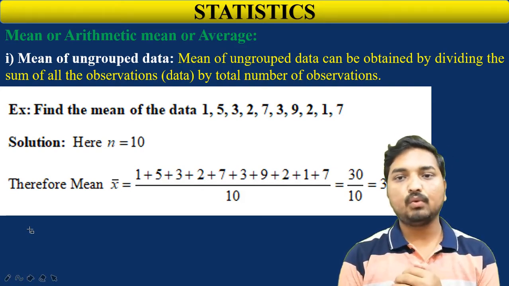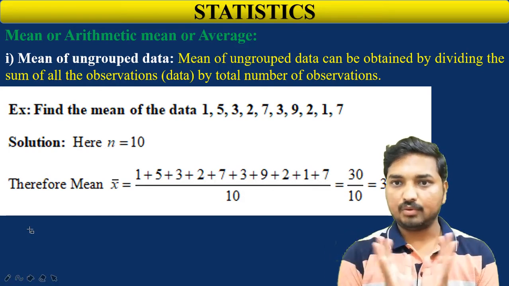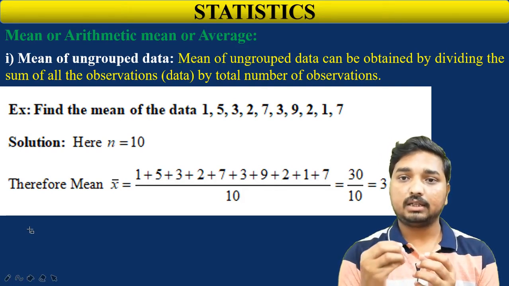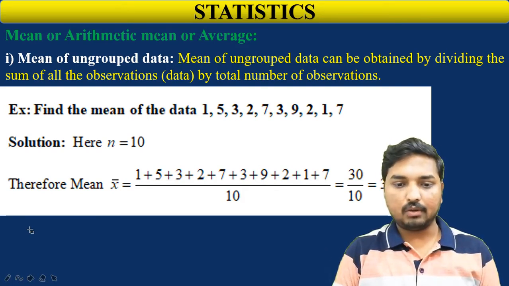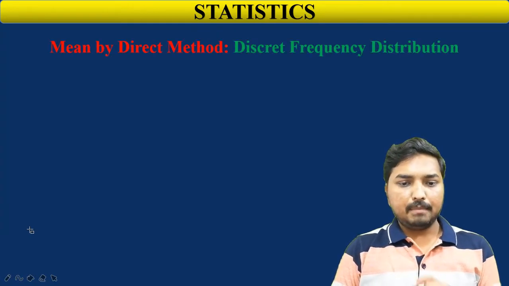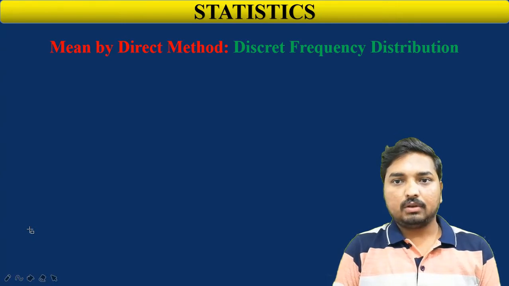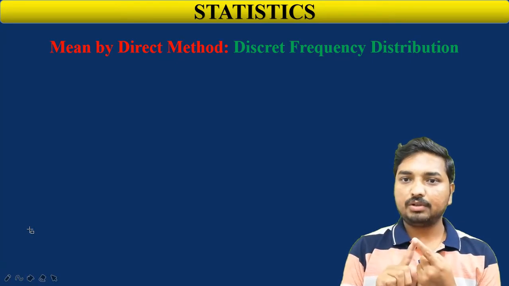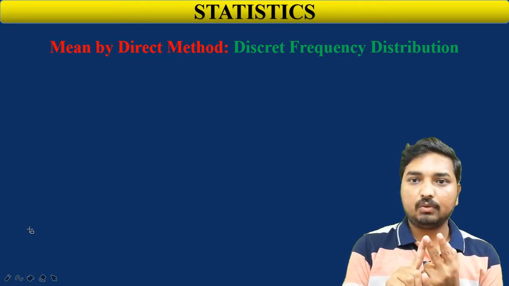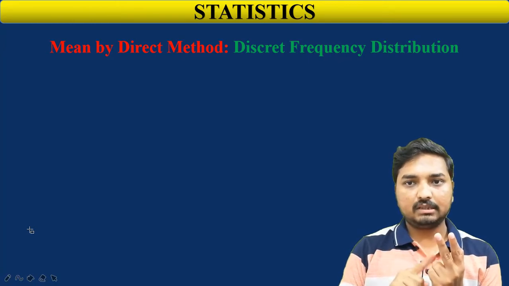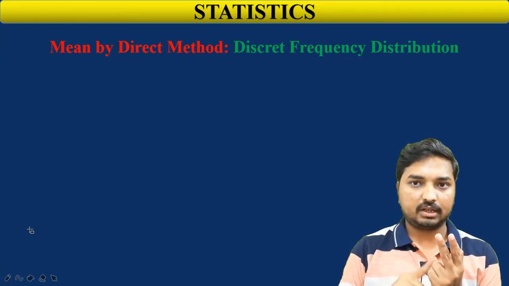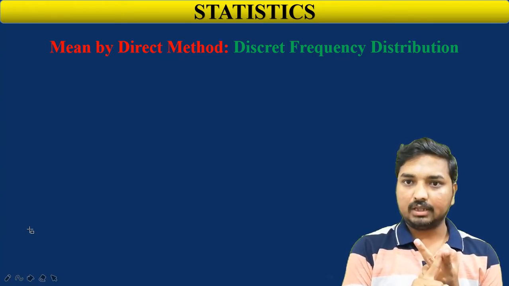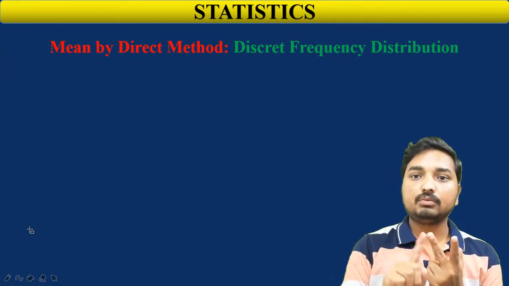Now I will move on to the discrete frequency distribution. How to find the mean for a discrete frequency distribution. Look at the first one, mean by direct method. The mean can be calculated by two methods: one is the direct method, and the other is the assumed mean method. One more method exists, but it is not included in your syllabus this academic year. So I am going to show you how to find the mean by the direct method and by the assumed mean method.